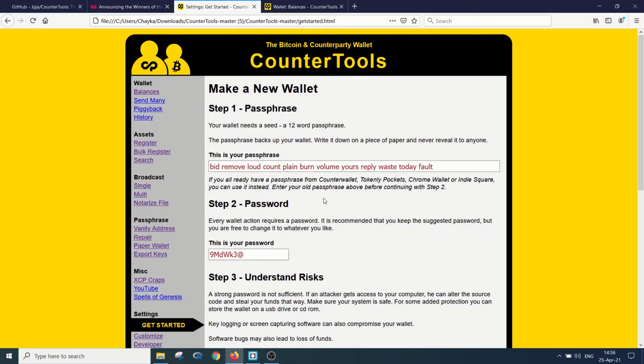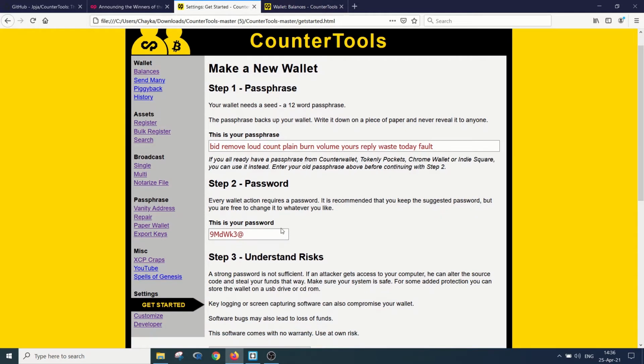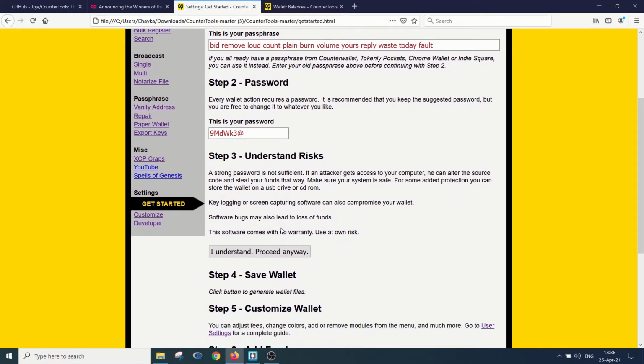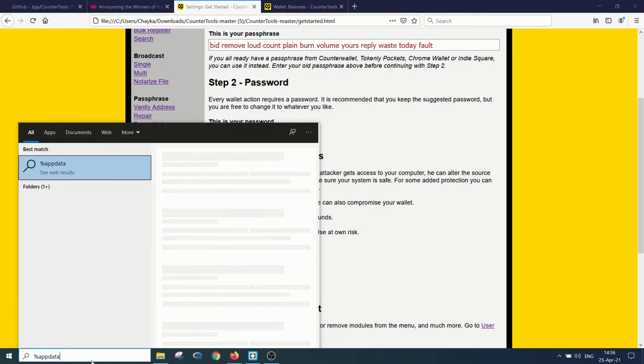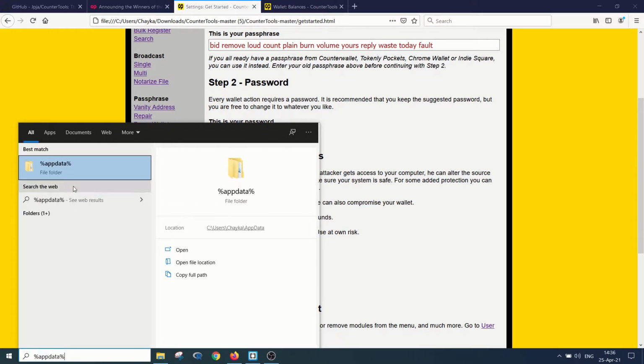Now, there is a second way. If you forgot or lost your 12 words, you might be able to use your password if you also have the file that includes the encrypted passphrase. And it's always stored on your computer locally. For most wallets, it's in a folder called AppData. For some reason in Microsoft, you have to write a percent sign, AppData, percent sign, and then you can get access to the folder which has your encrypted passphrase.